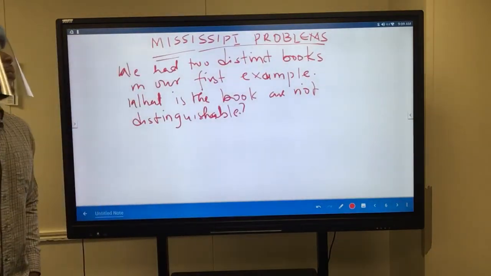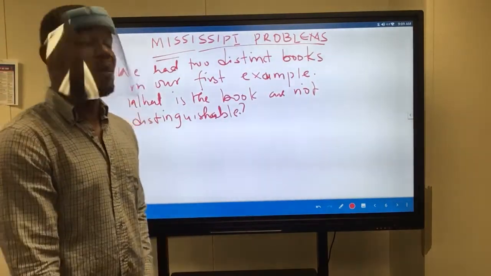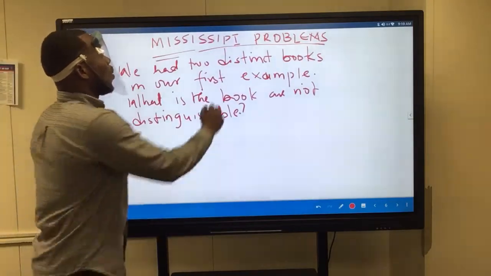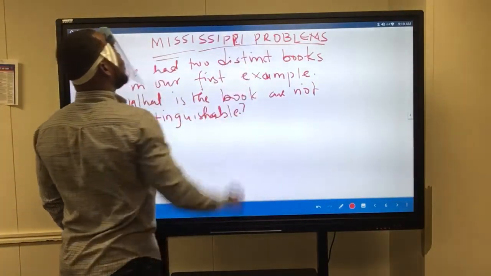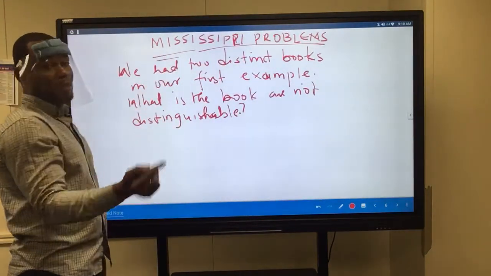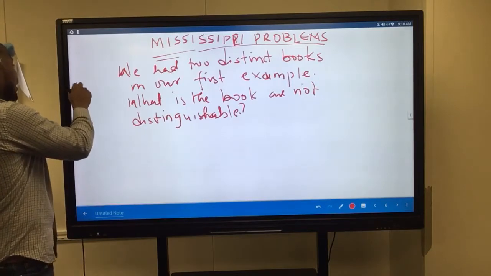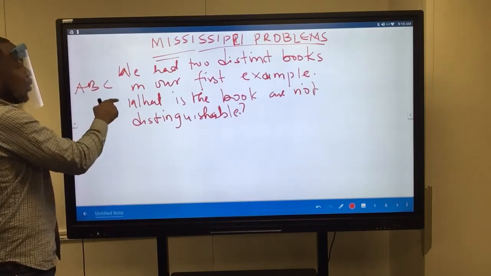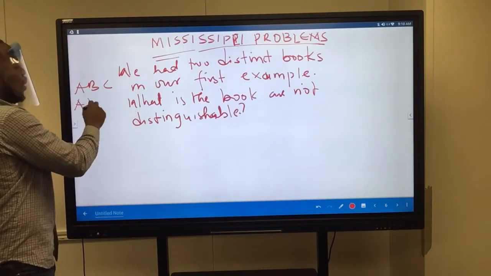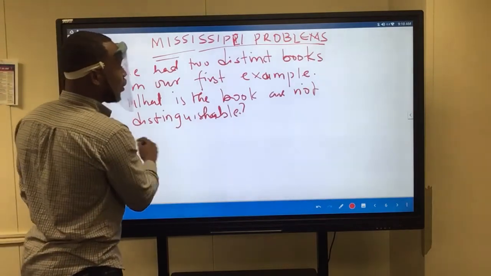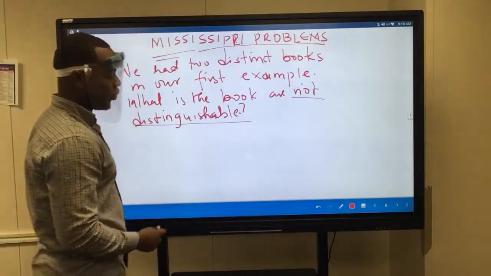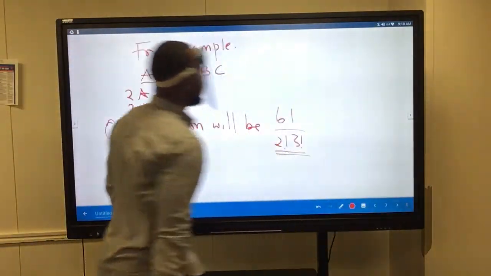Now, we have Mississippi problems. There are certain times when you are arranging, and some of the items are not distinct. This is Mississippi. You see, in the first case, we have different books, maybe A, B, C. We have these letters, and we are choosing all of them. What if the A is repeating? We have AA. If they are not distinguishable, what are we supposed to do?